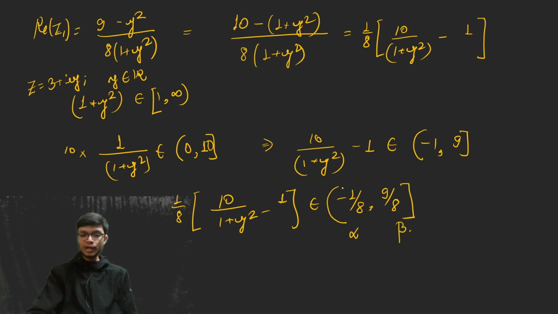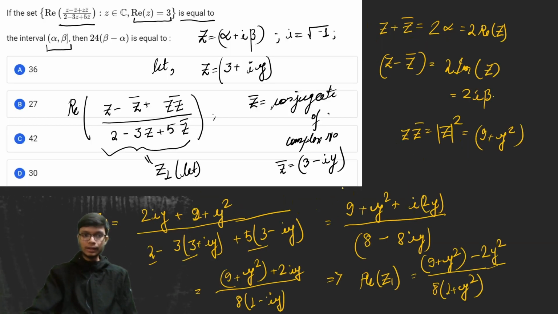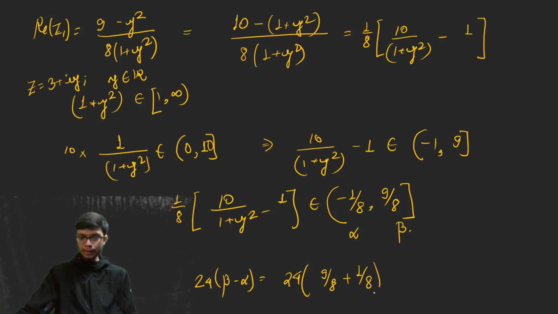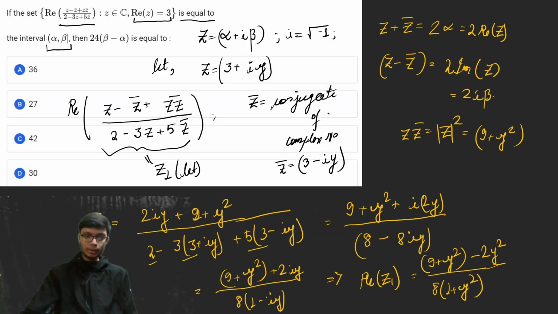So if I have the values of alpha and beta, I can definitely find out the value of the expression 24 times beta minus alpha. That is equal to 24 into 9 by 8 minus of minus 1 by 8, which is basically equal to 10 by 8 into 24. So this is basically equal to 30, and from here you will get the answer to this particular problem as 30.